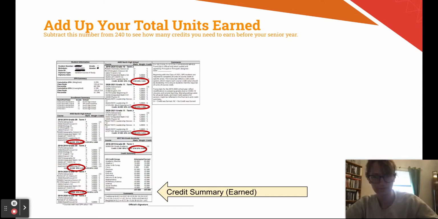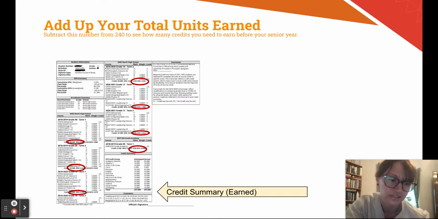So this person with this transcript is an 11th grader, right? So there's a lot more grades on here than you would see as a 9th or a 10th grader. But this is what it'll look like, right? In the top left-hand corner, where you see that GPA summary, you have your cumulative GPA, right? And you have the class rank. So out of the amount of students that are in your grade level, it tells you where you rank in terms of your GPA, okay?